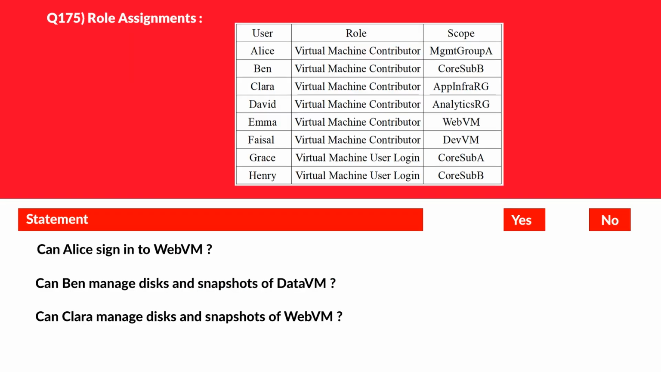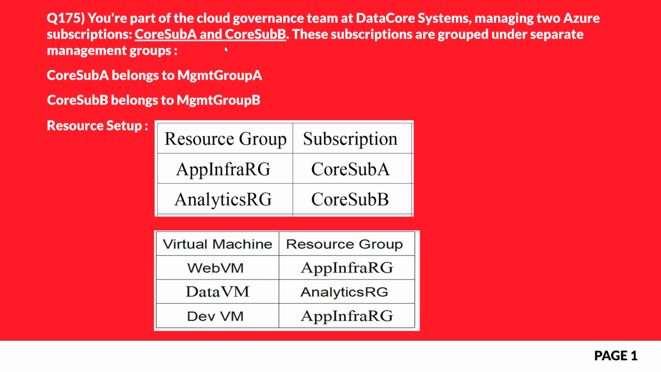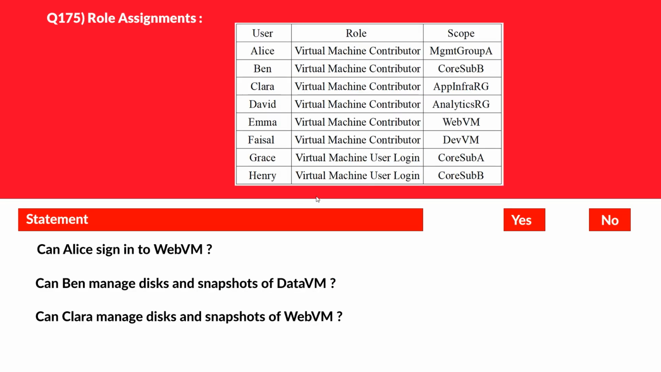Let's move to statement 1. Statement 1 says, can Alice sign in to VM web VM? So we've got to focus on wherever Alice is there in the question. Web VM is in app infra RG. App infra RG is in core sub A. So Alice can manage virtual machine configuration under management group A, but she can't sign in without the virtual machine user login role. So the answer is no.